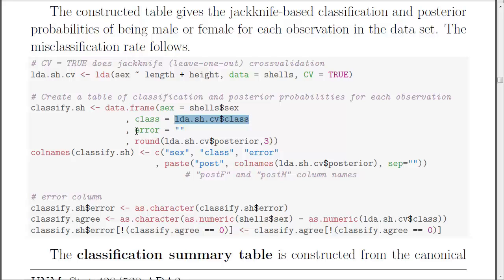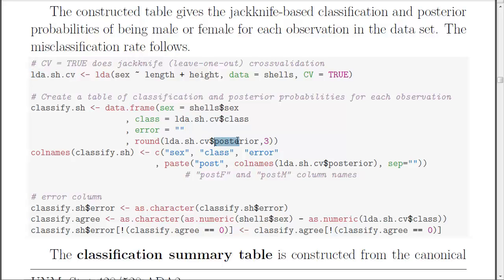So I'm going to start with a column for error, and I'm going to have it start off with all blanks. So I'll just start by assuming that all the classification was correct, and then I'm going to fill in the errors that were made. And finally, I'm going to include the posterior probabilities for group membership from the LDA.